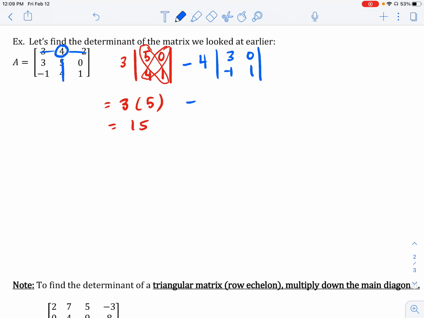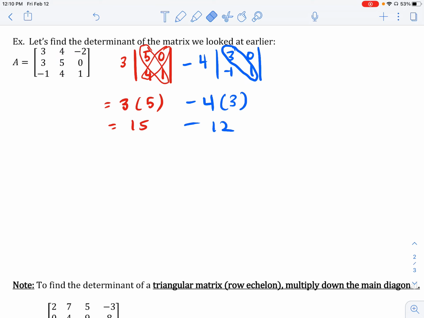So let's find that minor. The minor of 4 would be 3 times, or I should say 3 minus negative 1. Well, 3 minus 0, I apologize. 0 times negative 1 is clearly 0. So 3 minus 0, that's just going to give me 3. So I'm going to write minus 12 underneath.